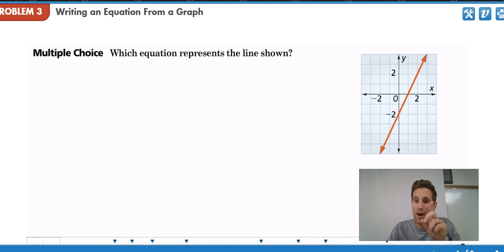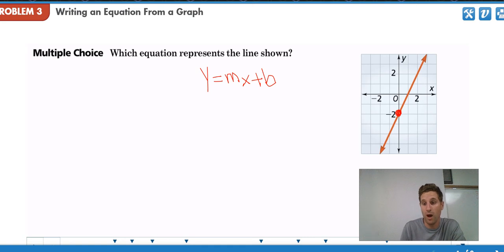Just like we took the equation and made a graph, we can also take a graph and make an equation. Which equation represents the line? We're going to use our new friend, y equals mx plus b. I can identify right here my y-intercept, which is -2, so I can plug that right in. Next, I need to find a second point that hits perfectly. I think that point hits pretty well.